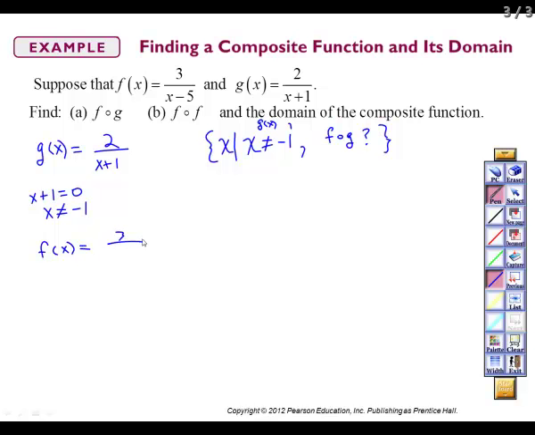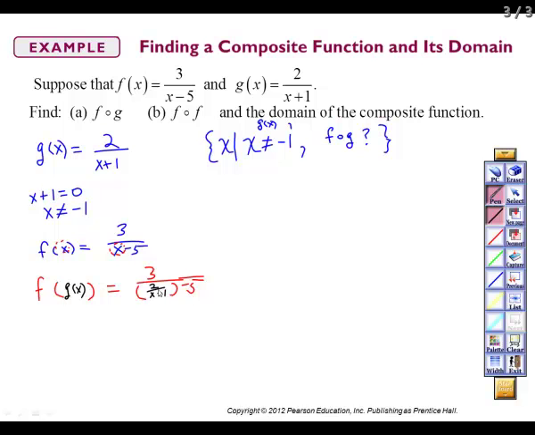which is 3 over x minus 5, and now we're going to cut that x out, and actually I'm going to use red for that. We're going to cut that x out. It's like we're cutting the x out here, and so this will be 3 over, and then where the x was we put parentheses, minus 5, and now we're going to put the g of x in there. Well, g of x is 2 over x plus 1. Okay?